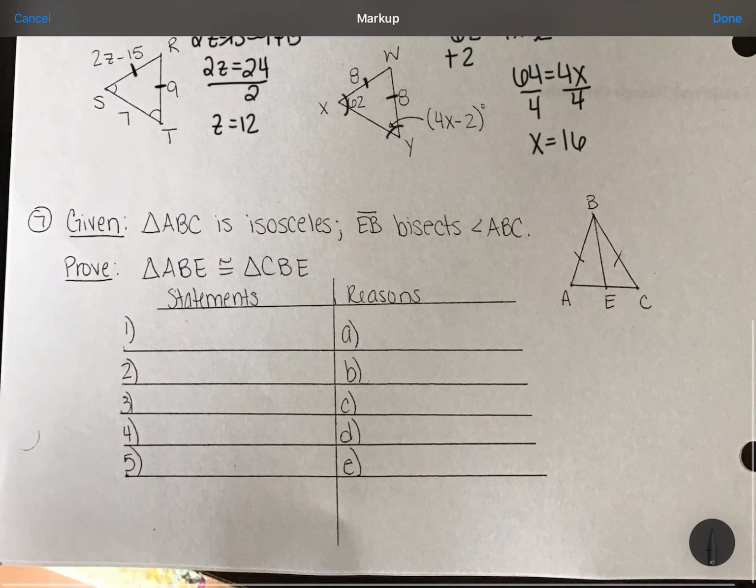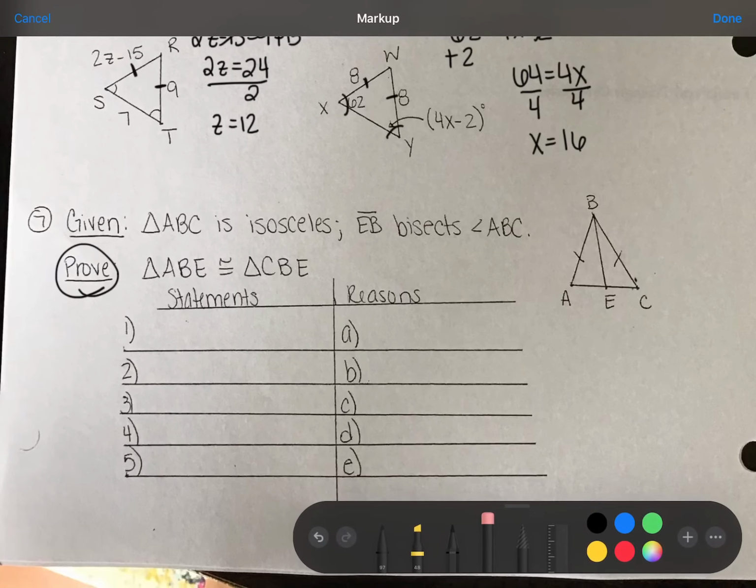All right, number 7. We have a little proof here just to practice what we have talked about and to add the new theorem in here, the isosceles triangle theorem. So remember, our goal here is to prove triangle ABE. Always look to see what you're trying to prove. So I'm trying to prove triangle ABE is congruent to triangle CBE. So focus in on that. You're given that ABC is an isosceles triangle, and you know that EB bisects angle ABC. So I know I can add some stuff.